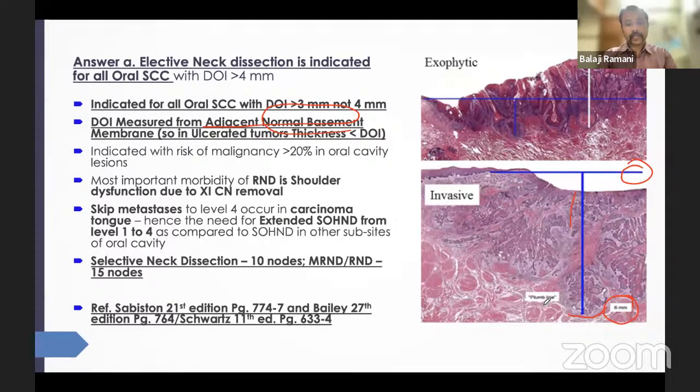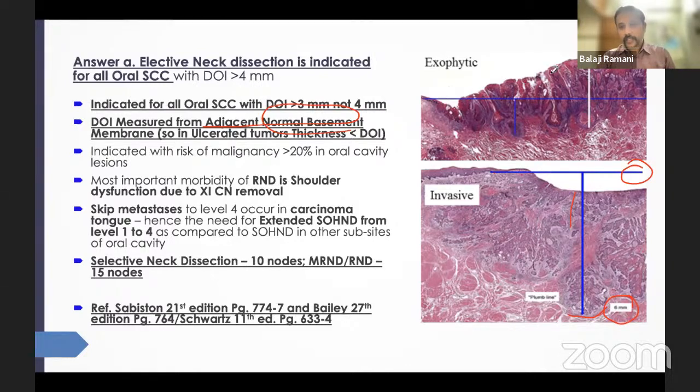So what happens as far as the depth of infiltration is concerned when you have an ulcerated tumor? In ulcerated tumors, the thickness will be less than the depth of infiltration. So people will think you have measured a tumor as, let us say, 4 into 3 into about 0.5 centimeter. This is the measurement of the tumor, but the depth of infiltration will be mentioned as 8 millimeter. How is this possible? This is possible because there is already ulceration. Can you understand?